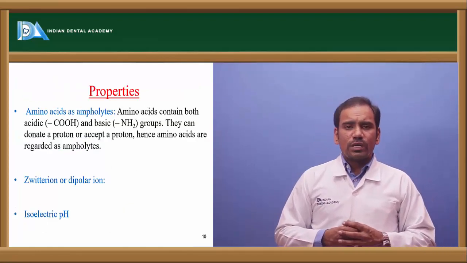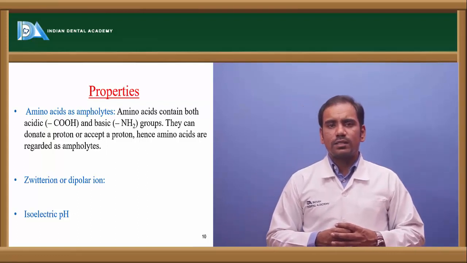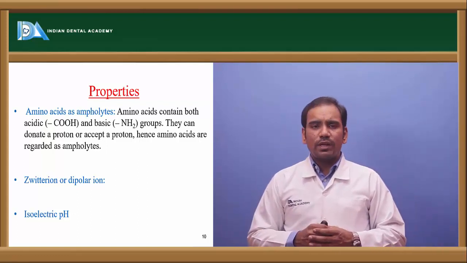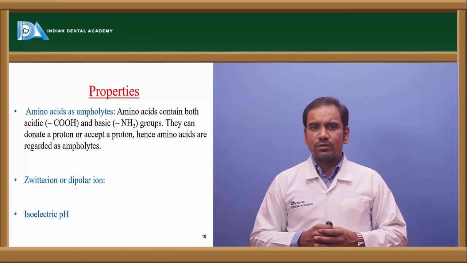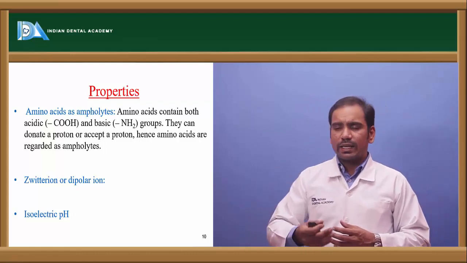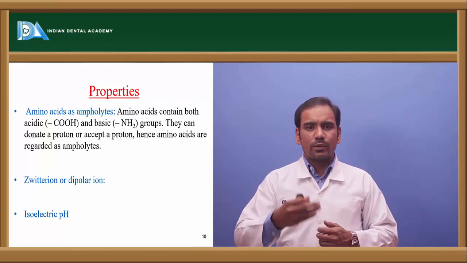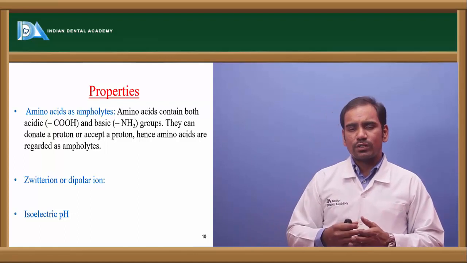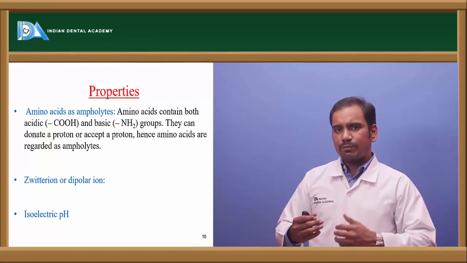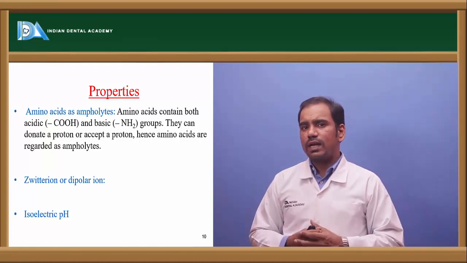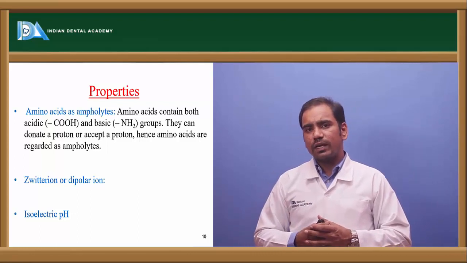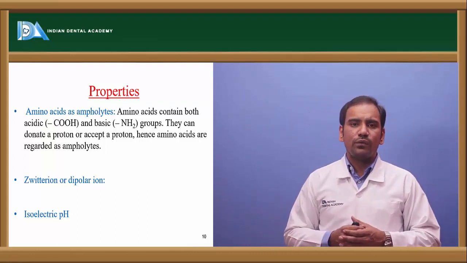And coming to some important properties of amino acids, amino acids are ampholytes because they can donate protons and they can accept protons. Because of the presence of amino group and carboxyl group, they can donate and accept protons. This nature is called amphoteric nature. That's why amino acids are called ampholytes.